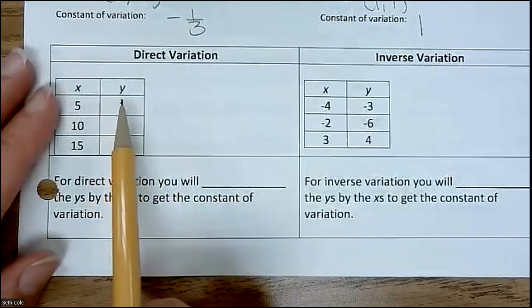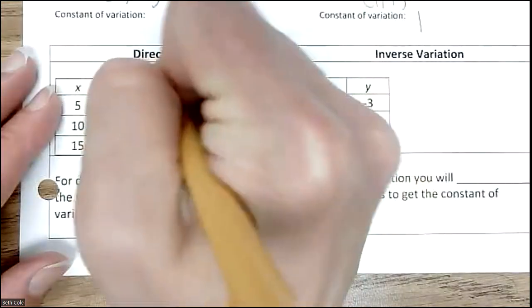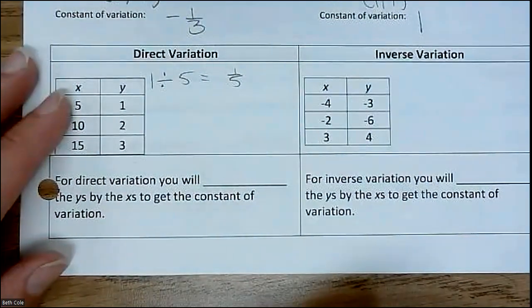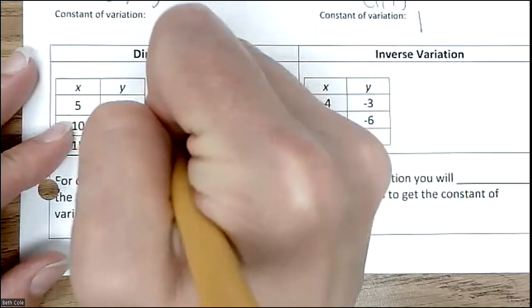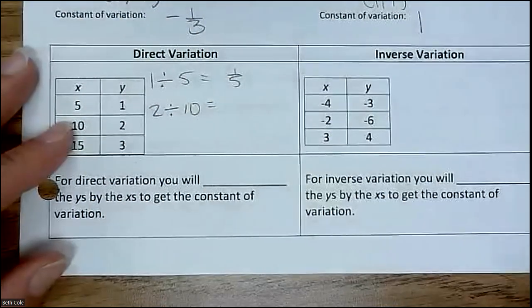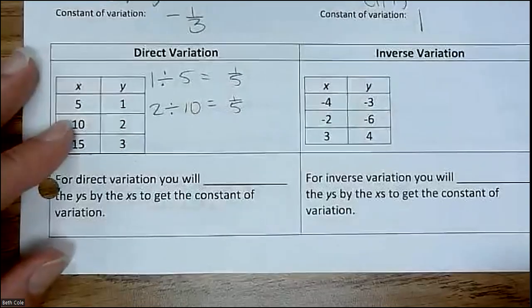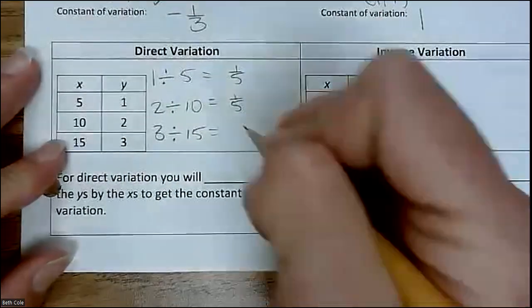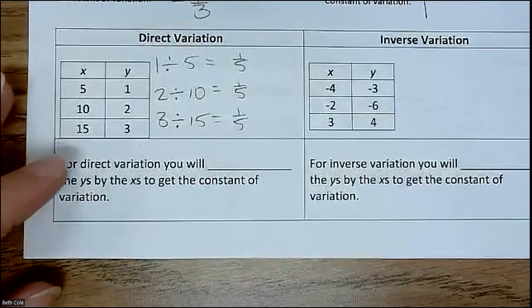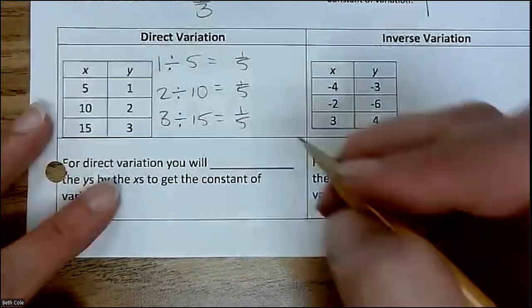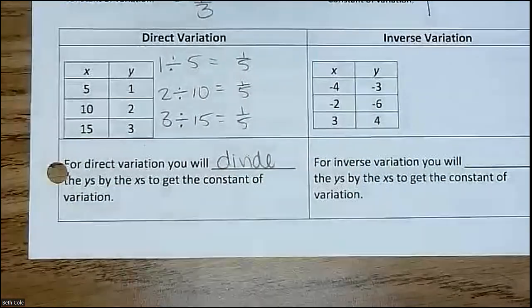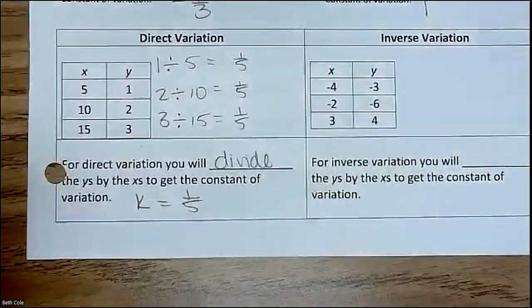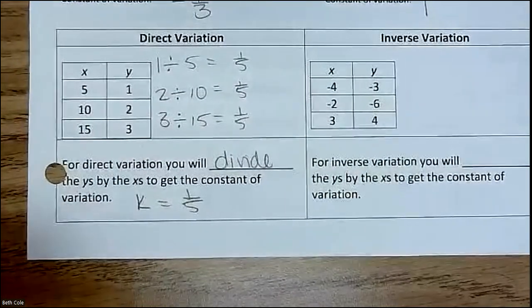What I want you to notice here is if you take 1 and divide by 5, you get 1/5. Now look, if you take 2 and divide by 10, you get 1/5. 2/10 is 1/5. If you take 3 and divide by 15, oh my gosh, it is 1/5. So write it down. For direct variation, you are going to divide the y's by the x's to get the constant of variation. And so for this problem, k is 1/5. And that would be the slope of the line.